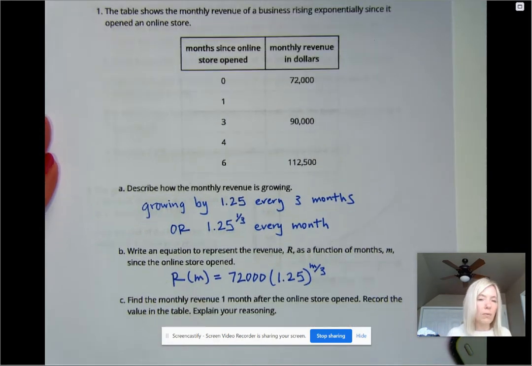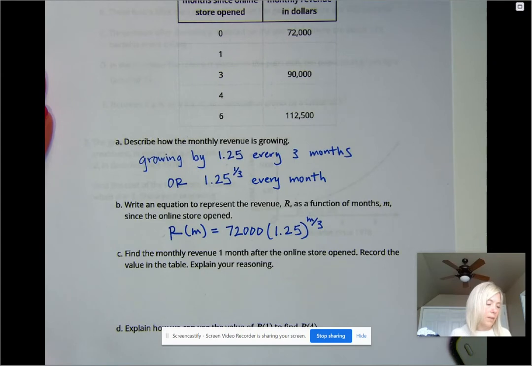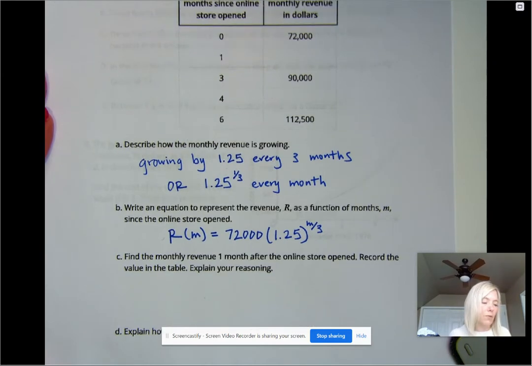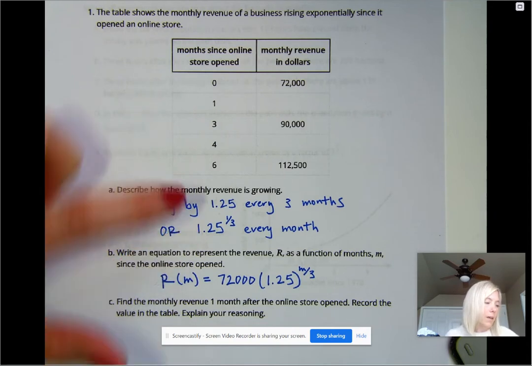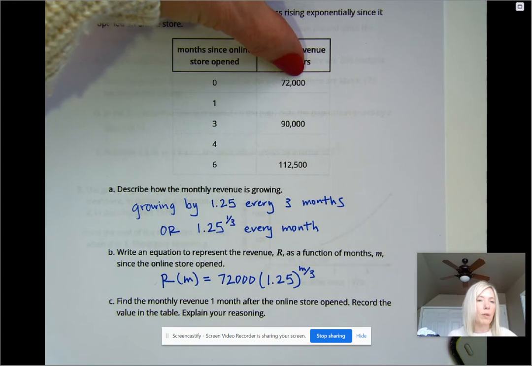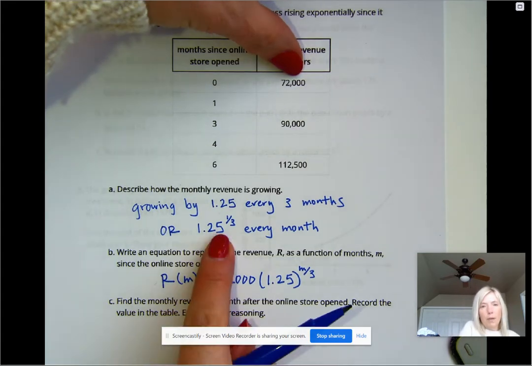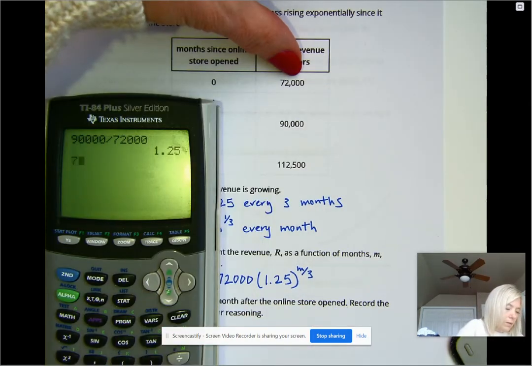Okay, find the monthly revenue 1 month after the online store opened and record the value in the table. So I'm just going to use this information that we came up with up here. I'm going to take the starting amount and then multiply it by 1.25 to the 1/3, since this is what it would be growing by each month. So 72,000 times 1.25 to the 1/3.